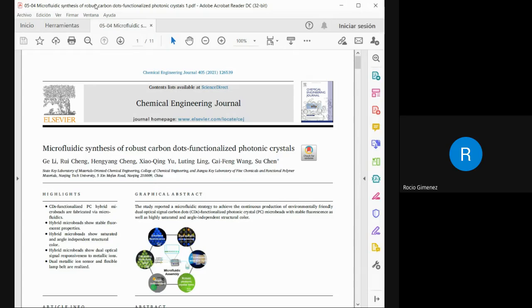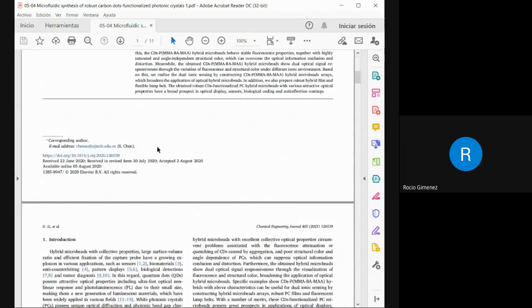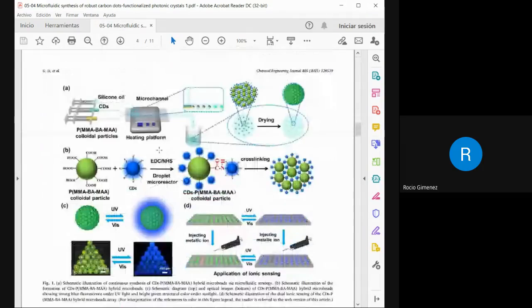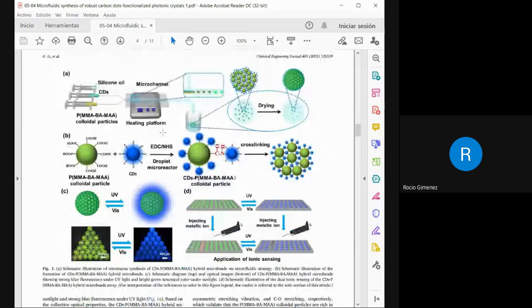In this paper, we are going to explore an assembly strategy to combine quantum dots and photonic crystals to prepare hybrid microbeads that have excellent optical properties, are heavy metal free, environmentally friendly, and have superior performance. Okay, so here in the first picture, you can see a schematic illustration of the synthesis.